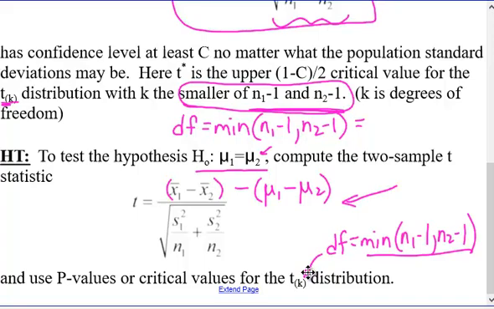So you're using your T table with the appropriate degrees of freedom to calculate what the p-value will be. Everything has to match. You can't mix them up. So we've got our hypothesis test, our confidence interval from before.